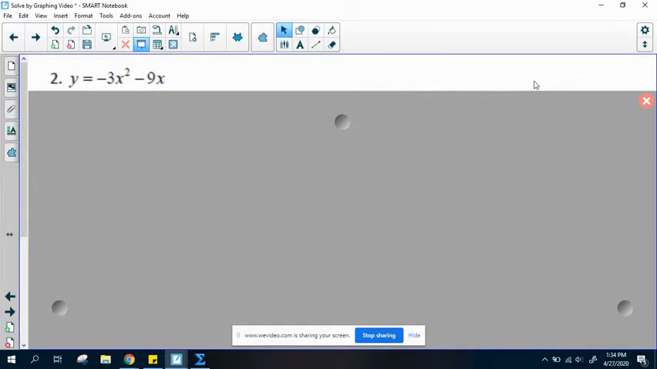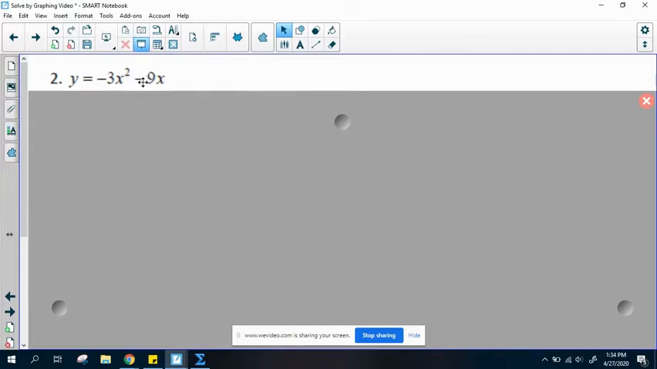I picked this one because notice there's not 3 things. When there's not 3 things, you have to be very careful because you need to figure out, are you missing the b or are you missing the c? Remember, it goes x squared, that's the a, x is the b, and then c is any number. So I have an a and a b. This is the case where I'm missing c. So I'm going to do opposite of b over 2a.